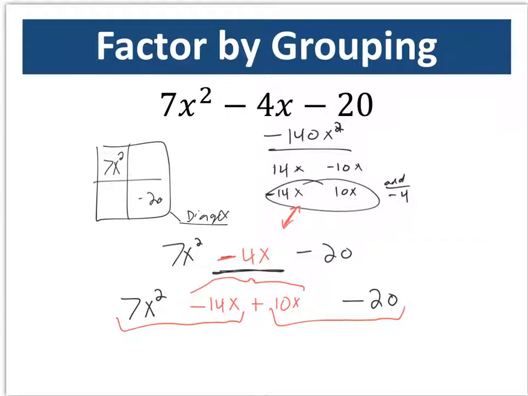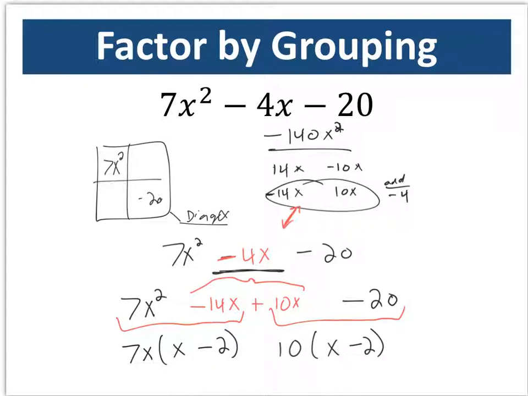I noticed that in this term here, 7 goes into 7x squared, 7 goes into 14x, and both have an x, so I'm going to pull out 7x, and what am I left with? I'm left with x minus 2. And in this second term, I see that I'm left with 10x and negative 20. Well, 10 is a common factor, so I'm going to pull out a 10, and I'm left with x minus 2.